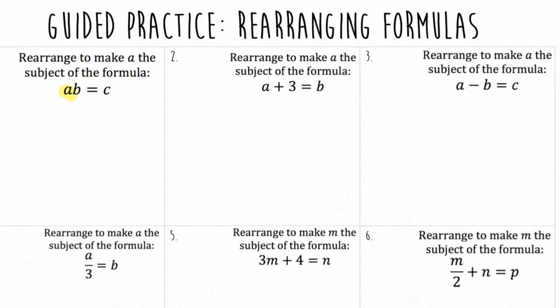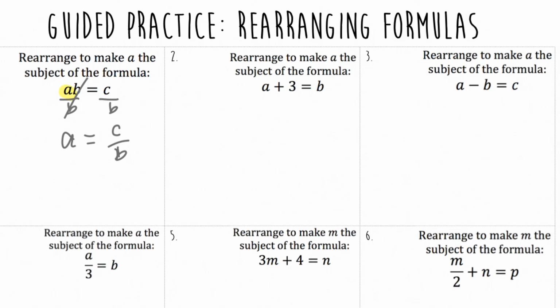We should know that the opposite of multiplication is division. Okay. I need to divide by B in order to get rid of B. So I divide by B on both sides, and I get A is equal to C divided by B. I don't need to know what C is. I don't need to know what B is. All I need to know is that I can write division as a fraction.